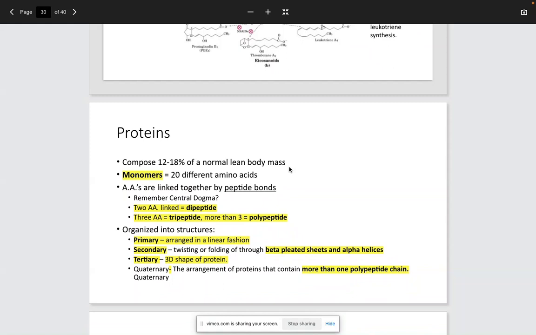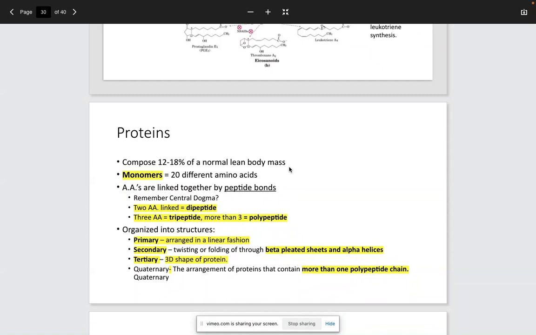Once we go from monomers and get into polymers, we're then going to talk about the formation of a dipeptide. And this is just two amino acids linked together. And I have in here talking to you guys about the central dogma. Do you remember how we formed these amino acids? We formed these amino acids through transcription, right? Transcription turned this DNA into messenger RNA and then eventually got it into RNA.